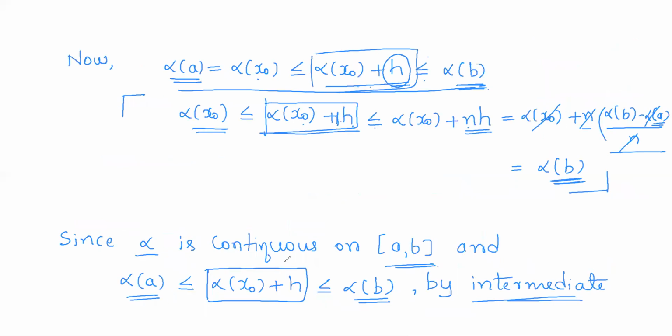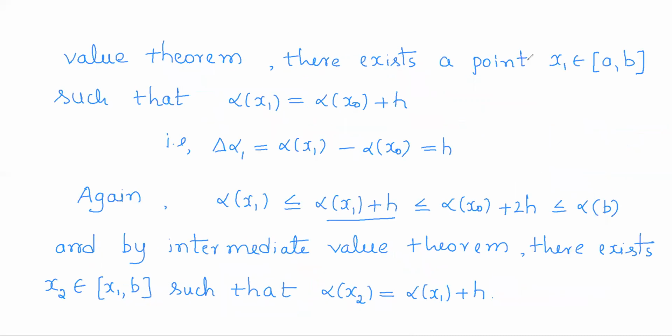Now alpha is a continuous function on the closed interval a comma b. So this is an intermediate value between alpha of a and alpha of b. So what will it imply? There is a point in the closed interval a comma b whose image will be alpha of x naught plus h. So by the intermediate value theorem, there exists a point x1 belonging to the closed interval a comma b such that its image alpha of x1 will be alpha of x naught plus h. So the difference alpha of x1 minus alpha of x naught will be h, which we take as delta alpha 1.